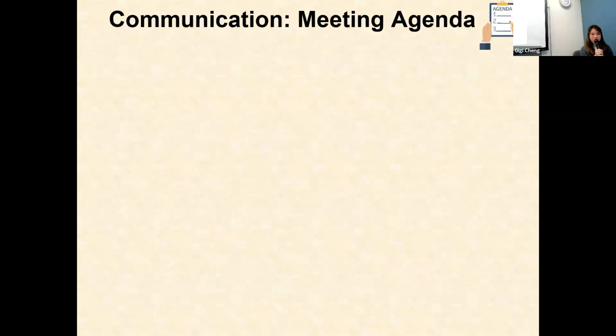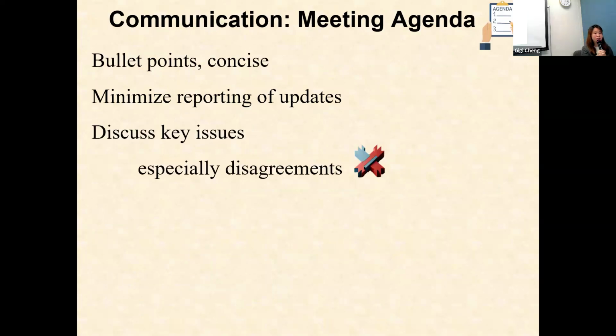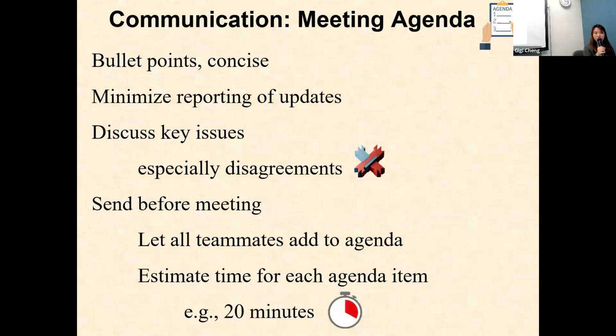When we draft the agenda for a meeting, we use bullet points. Keep it concise. Don't include routine updates in your agenda, because we only discuss key issues, especially when there are disagreements and when we need consensus. Send out the agenda to the team before the meeting and invite everyone to add items to the agenda. Remember to estimate time for each agenda item as well, because this can help you estimate how long the meeting will last and prevent it from overrunning.